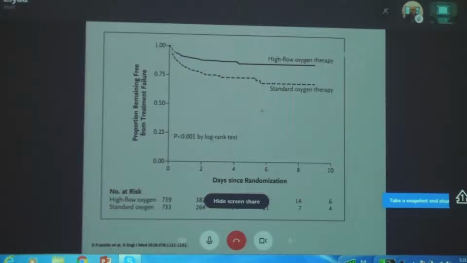And then they continue. And you can see that it looks from this study that those with high flow oxygen therapy are having higher proportion free from treatment as compared to the standard oxygen therapy. And then they compared the two survival curves using something called the log rank test, which I'll talk about in a second.